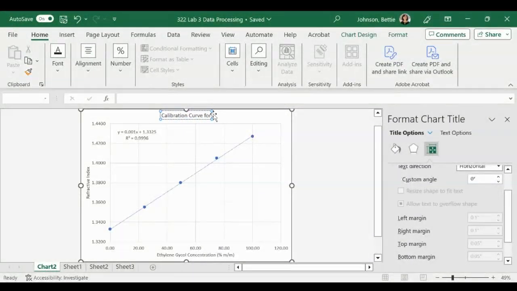This is the calibration curve for ethylene glycol concentration by refractive index.